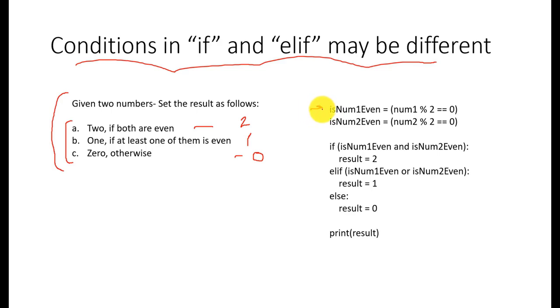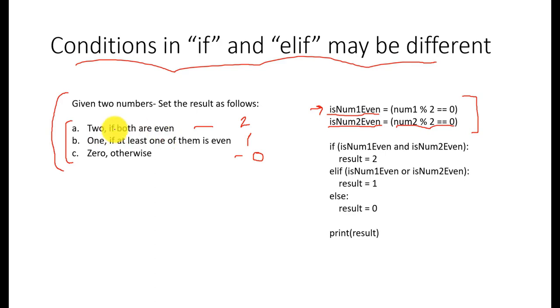So we are given two numbers, num1 and num2. What we are doing is first checking whether num1 is even or not and setting it into a boolean variable. So is_num1_even: we check whether num1 is divisible by 2. If it is, then is_num1_even will be true. If num2 is divisible by 2, then is_num2_even will be set to true, otherwise false, right? So this is how we set two boolean variables depending upon the values of num1 and num2. Now what does our program require?